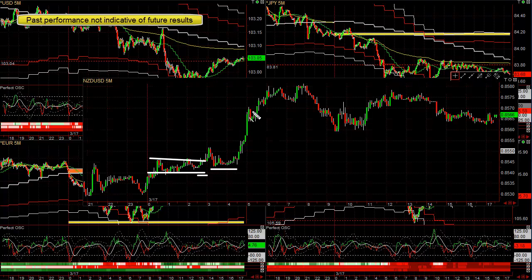You don't know that this might be the end of the move, so you might want to exit half your trade, or at the very least, if it pulls back a little bit, yank your stop up here. And from that point, typically it's going to run out of steam. And again, look what happened here.